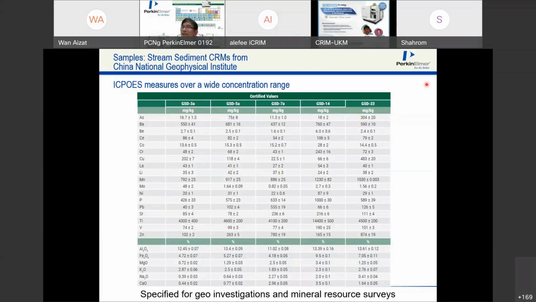On the top, the elements are basically at ppm level, for example zinc, vanadium, titanium. Titanium is rather high. So your chemical sample consists of ppm level as well as percentage level below. Look at aluminum, iron, magnesium, K, sodium, calcium, which are basically in percentage. 1% is 10,000 ppm. So look at this case.